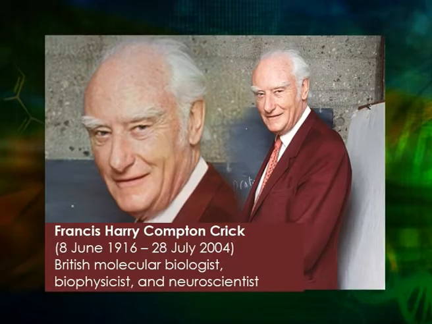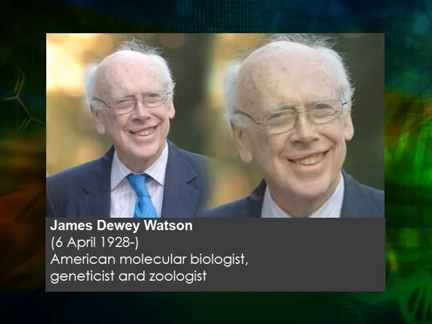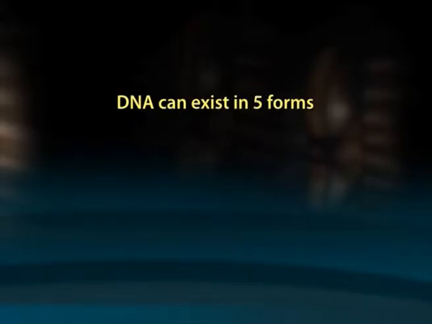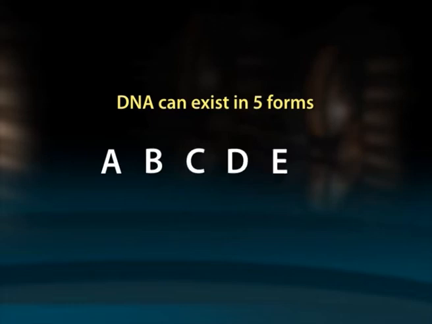The pedigree of molecular biology was established in 1953 when Francis Crick and James Watson proposed a double helical model for the structure of the DNA molecule, that is deoxyribonucleic acid. DNA can exist in six forms: A, B, C, D, E and Z. Sugar puckering is the most important feature distinguishing the DNA forms.